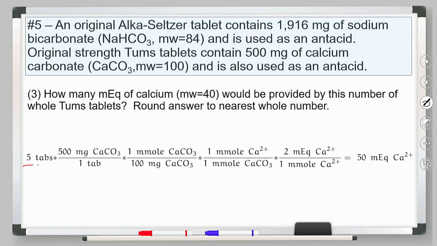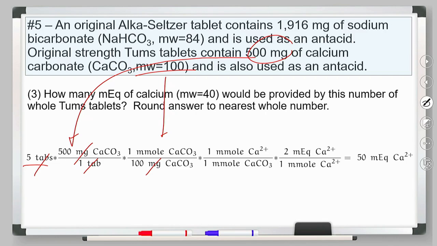If we start with 5 tablets, all right, that's what we just decided we had to do. They're 500 milligrams per tablet. All right, so now we've got essentially the 500 milligrams. Well, let's convert that to the number of molecules by dividing by the molecular weight, okay, which is 100. So now I'm in the millimoles of calcium carbonate.